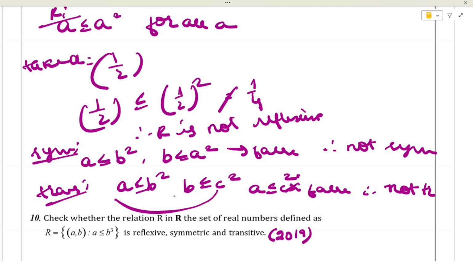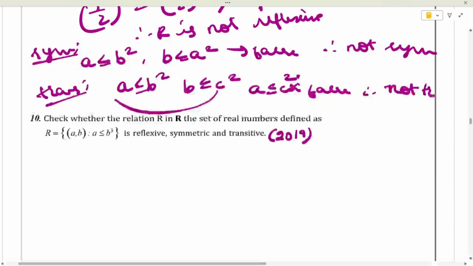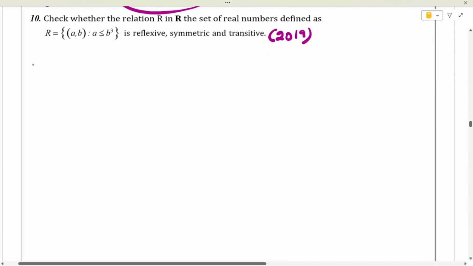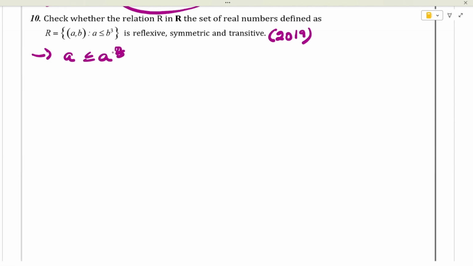For the next question, you can see they have given it for a cube. The same way, we saw a is less than or equal to a square. Now the question they have given is for a cube. To show the same for a cube, you have to consider the first condition, which is reflexive.